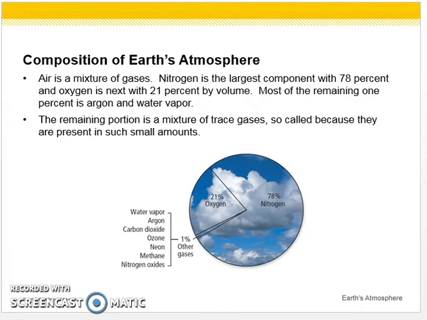Air isn't just oxygen, it's a mixture of gases. Nitrogen is the largest component with 78%, and oxygen is next with just 21% by volume. Most of the remaining 1% is argon and water vapor. The remaining portion is a mixture of trace gases, so called because they are present in such small amounts they're not really easy to measure. And you can see those right here.